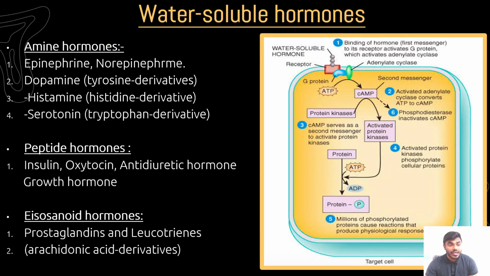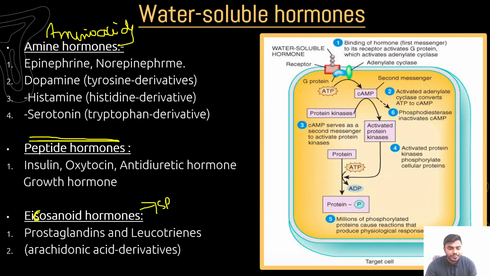Follow me very correctly. Amine hormones. Why am I using the word amine hormones? Because friends, certain hormones are exclusively derived from amino acids, so amino acids act as precursors for the synthesis of those hormones. And friends, if you look into the peptide hormones, what you have to remember? They are exclusively proteinaceous in nature. Then friends, eicosanoid hormones, they are a very special type.